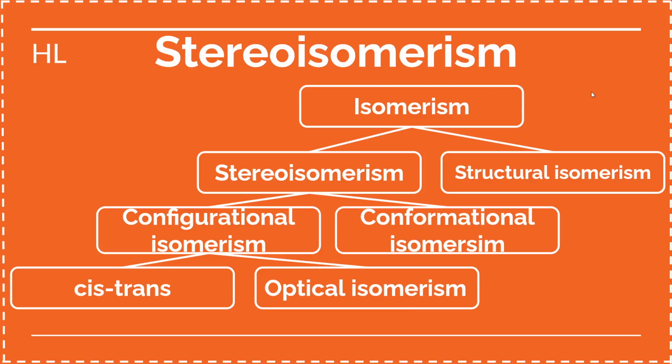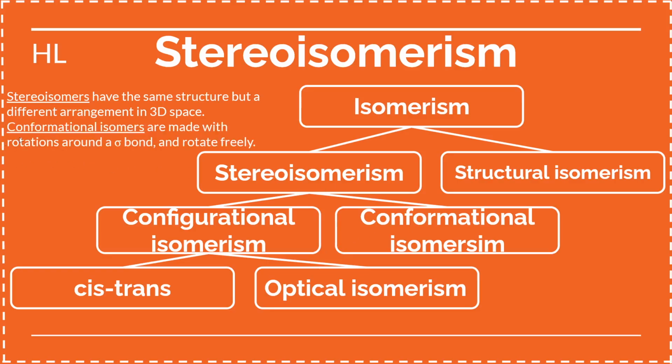Now we'll get into HL topics. Woohoo! We need to talk about stereoisomerism. So isomerism, or the classification of isomers, can be divided into stereoisomerism and structural isomerism, where stereoisomerism is where you have the same structure but a different arrangement in 3D space. Now, even this can be split up into configurational isomerism and conformational isomerism. Configurational isomerism is more important for IB.